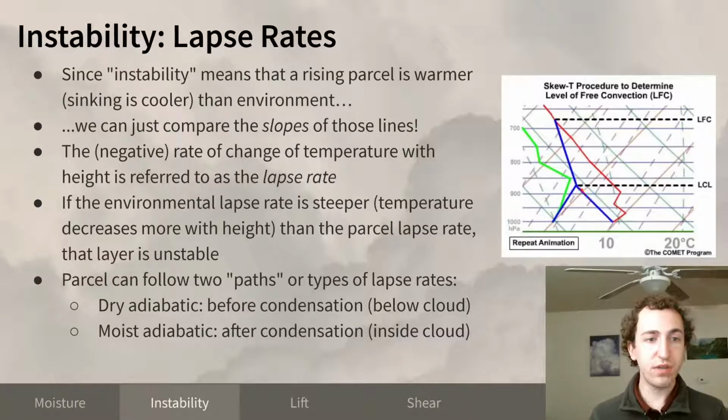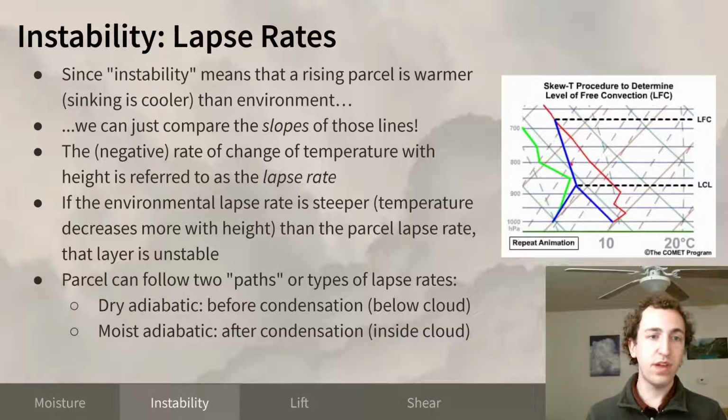Your parcel decreases along this steeper dry adiabatic lapse rate, up until it reaches its lifted condensation level, or LCL. The key point is that's just where it finally decreases to the point where it reaches saturation. From that point on, it goes on the less steep, moist adiabatic lapse rate line until it possibly intersects with the environmental temperature.